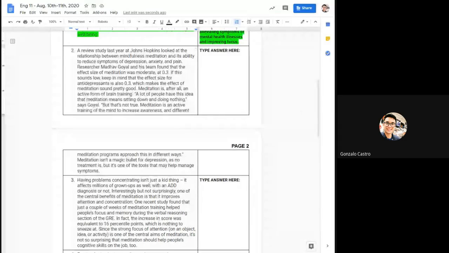So this paragraph is also about meditation, but more specifically, it is about how meditation can help when it comes to symptoms of depression. So we want to write that down in our main idea sentence.